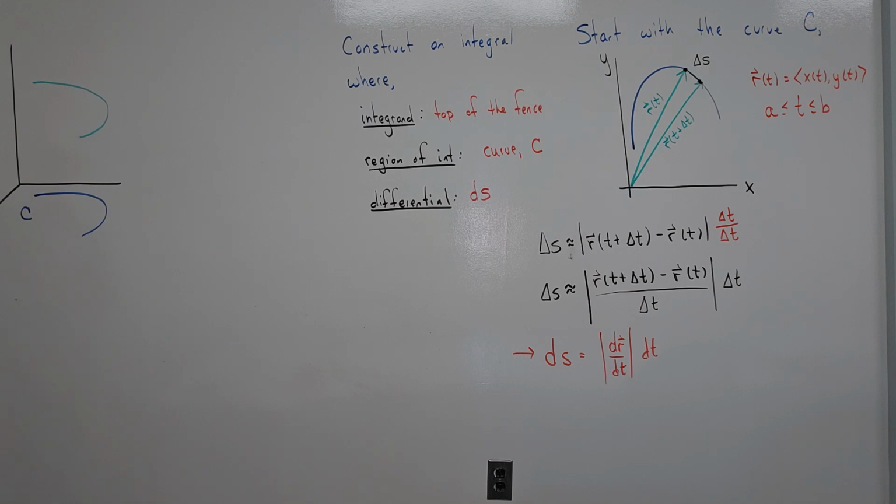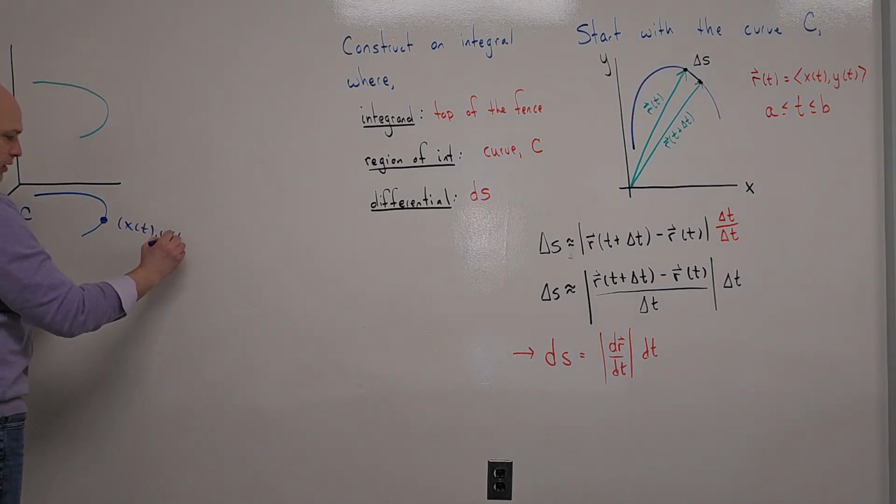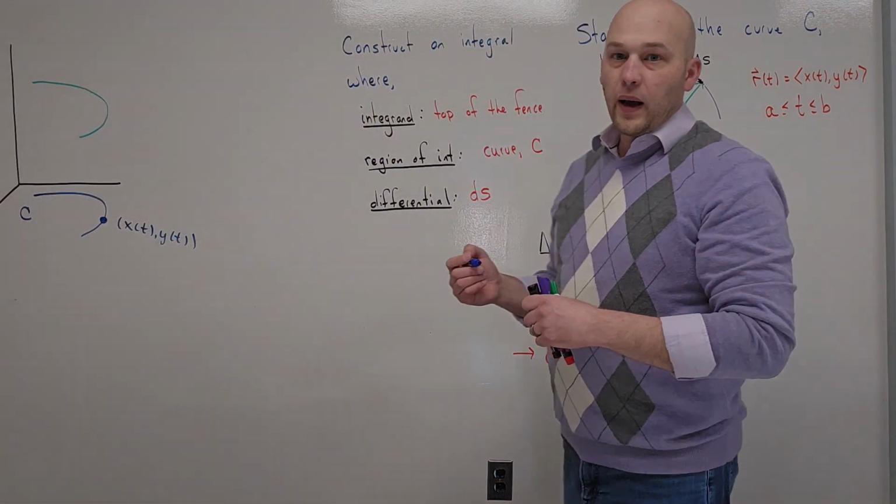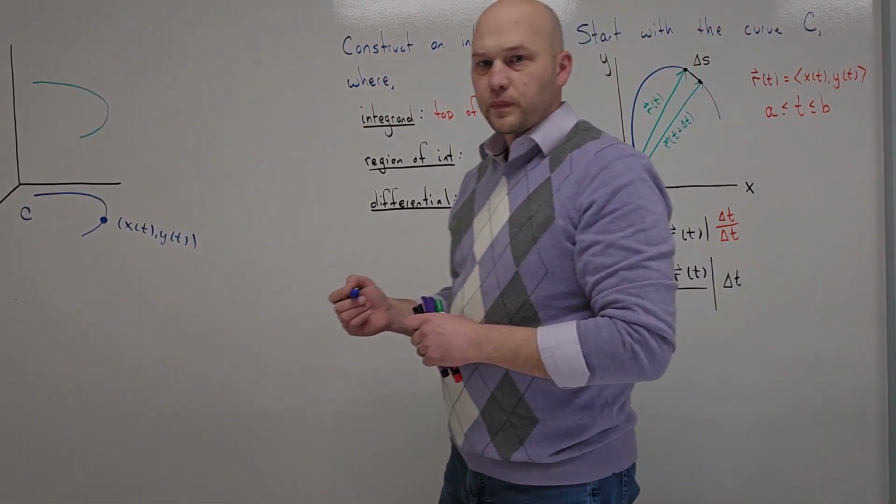All right, so let's say this was the top of the fence of that region that I drew a little bit ago. This is the curve C down in the XY plane. So consider the following. If I pick a point on this curve, that would be given by x of t, y of t. So that would be in the XY plane. An arbitrary point would be given by x of t, y of t.